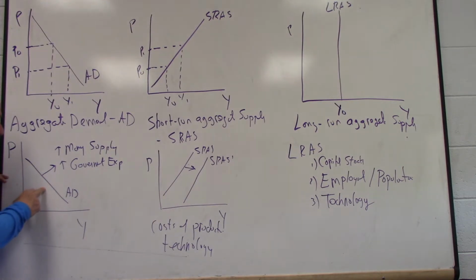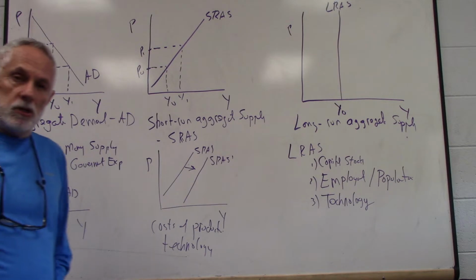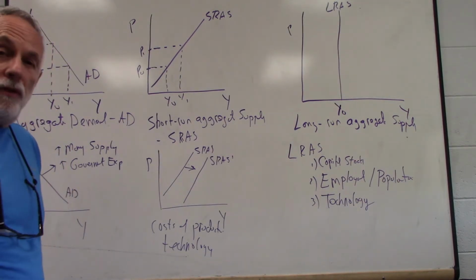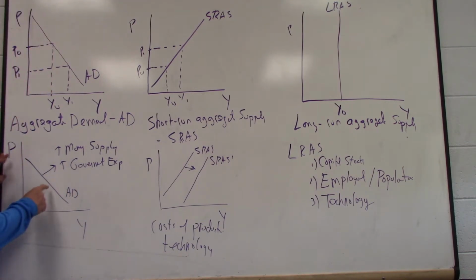And then the second component is an increase in government expenditures. And again, this is federal government expenditures, and could be for domestic programs, for national defense, for international programs. But an increase in government expenditures is also going to shift out the aggregate demand curve. Okay? So that's aggregate demand.